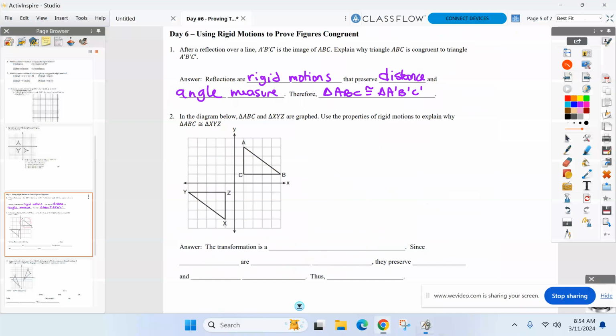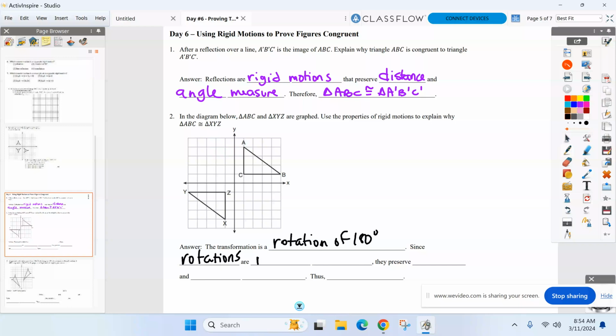So the transformation is a rotation of 180 degrees. All right, please get specific with the degree measure. The transformation is a rotation of 180. And now we're going to start repeating ourselves a lot. Since, what did we just perform? Rotation. Since rotations are, let's keep going. What are they?